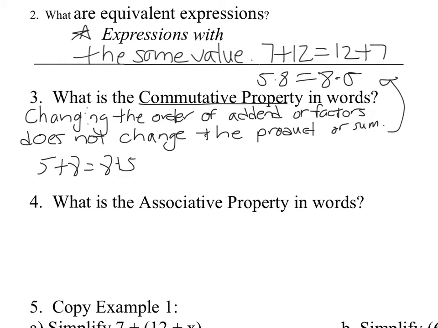right here. Okay? It works for algebra too, because we've been talking about algebra a lot. A plus B equals B plus A, or B times A equals A times B. Okay? Changing the order of the addend or the factors does not change the product or sum.